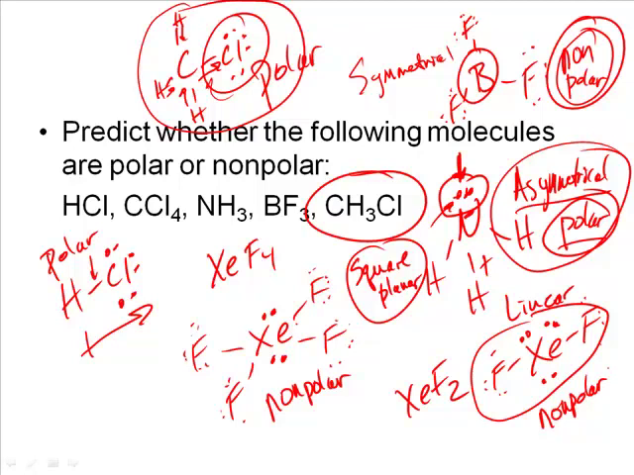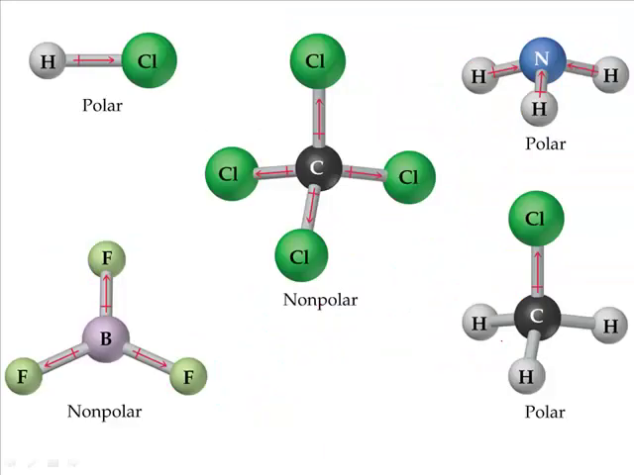So pretty much across the board, if there's dots on the central atom, it's going to be polar, unless it's a square planar shape or a linear shape. Other than that, all of the other molecules that have dots on the central atom are going to be asymmetrical.